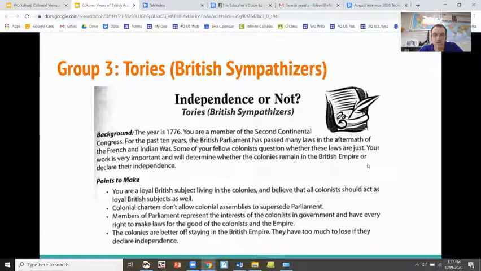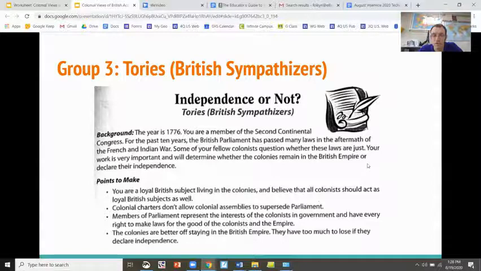Colonial charters don't allow colonial assemblies to supersede the parliament. Supersede means go above. So you feel that the king and the parliament in Britain should have more power than these colonial assemblies, these Massachusetts' government or Virginia's government or whatever it might be. Members of parliament represent the interests of the colonists in government, have every right to make laws for the good of the colonists in the empire. You feel that the British government has the right to make laws to govern you because they're looking out for your interests. Fourth, the colonies are better off staying in the British Empire.